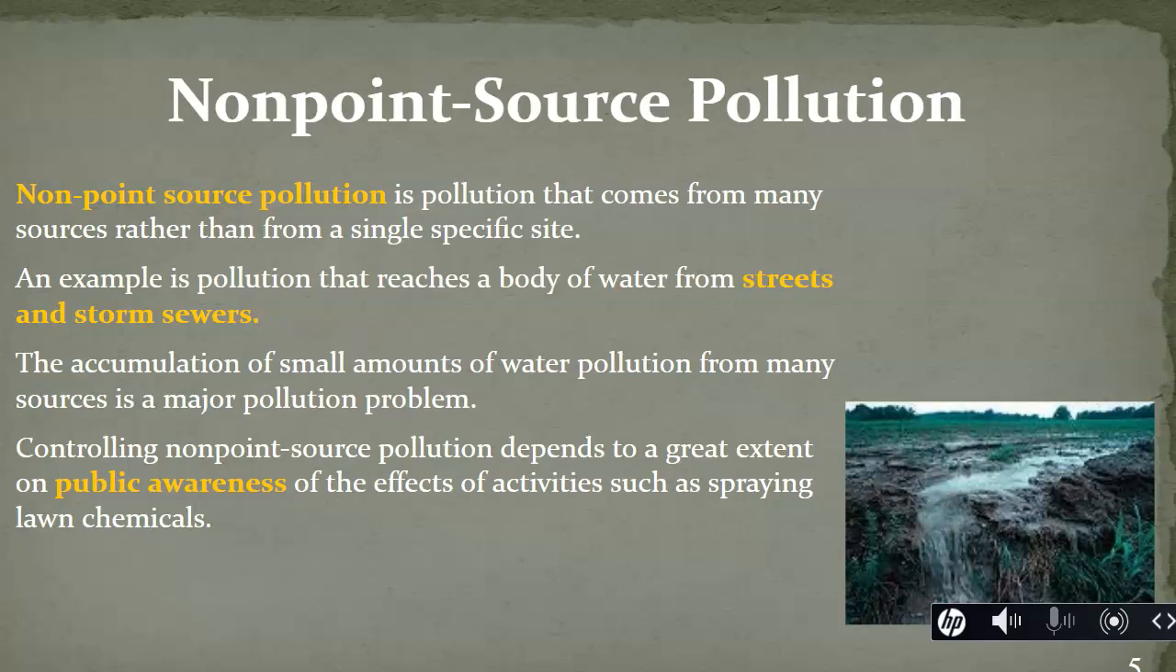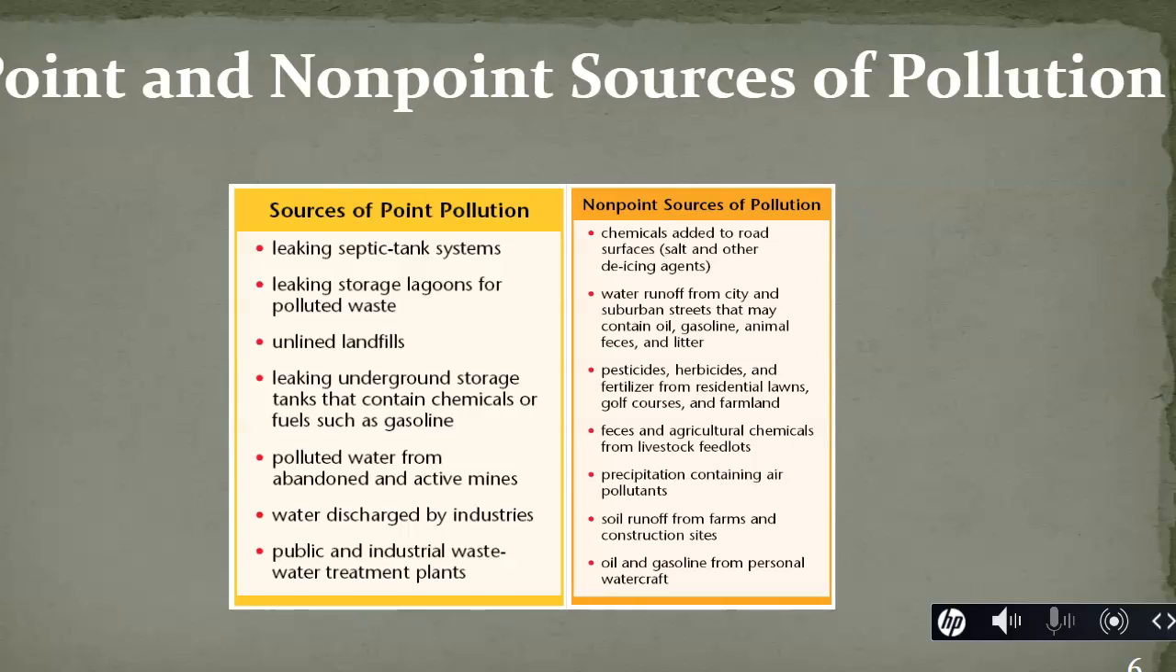Non-point source pollution is pollution that comes from many sources. So this would be, we consider, our fertilizer on our lawns, or something gets dumped on a street or in a storm sewer and it reaches a body of water. That's going to come from multiple sites, right? It's not coming from one storm sewer or one street or one lawn. But the accumulation of small amounts of water pollution from many sources is a major pollution problem.